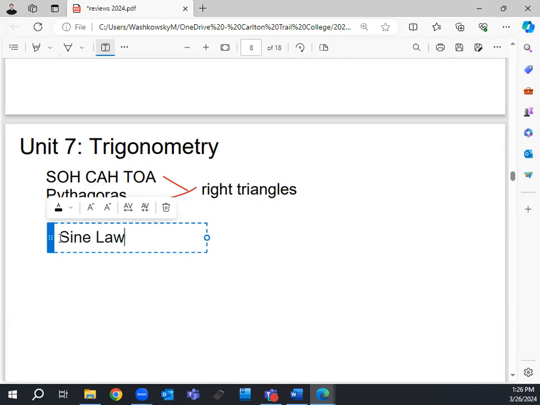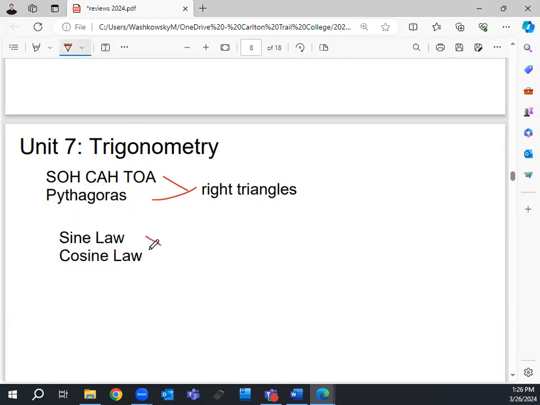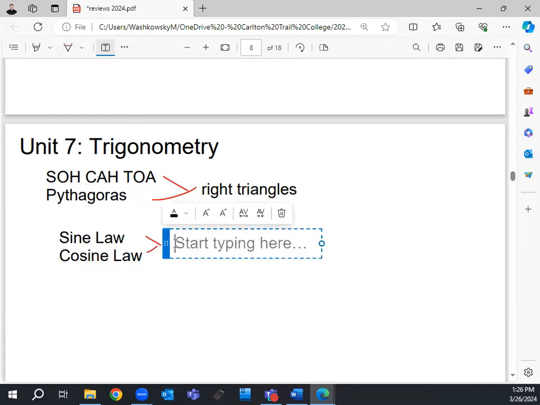What we learned in this one was the sine law and the cosine law. And these are for non-right triangles.